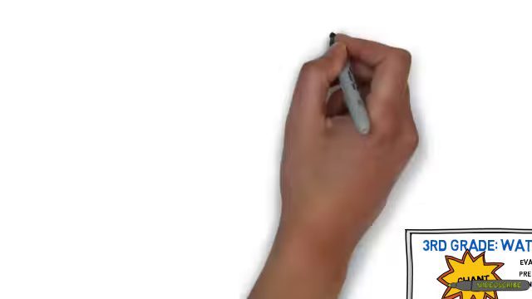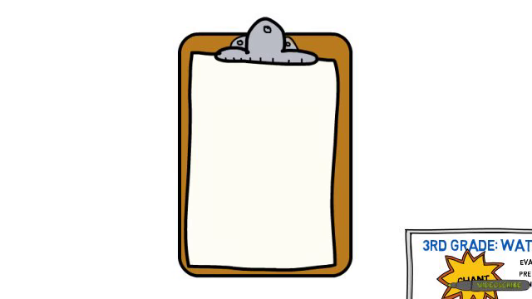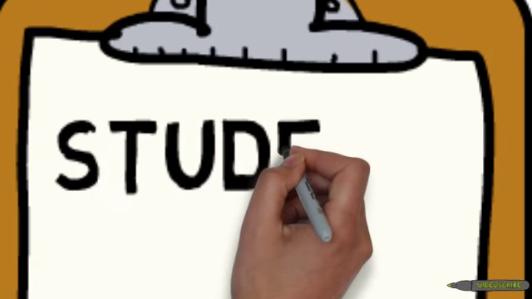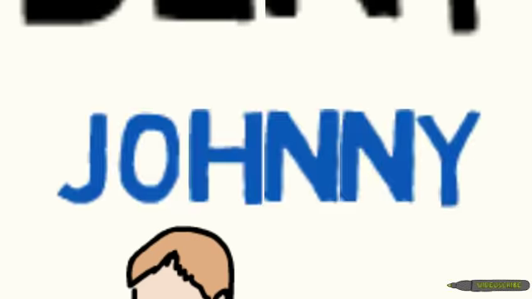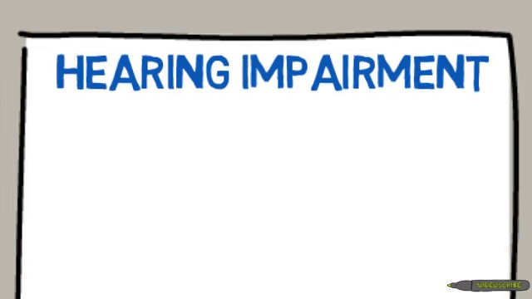While this lesson would work for the majority of students in his third grade class, Mr. Smith must take into account that some of his students have individualized needs. Johnny is one of Mr. Smith's brightest students, but he has some difficulty hearing and paying attention in class. Johnny has a hearing impairment and has a very difficult time following along in the classroom.